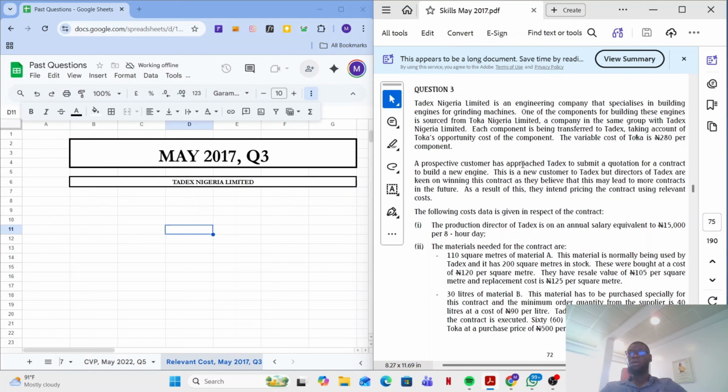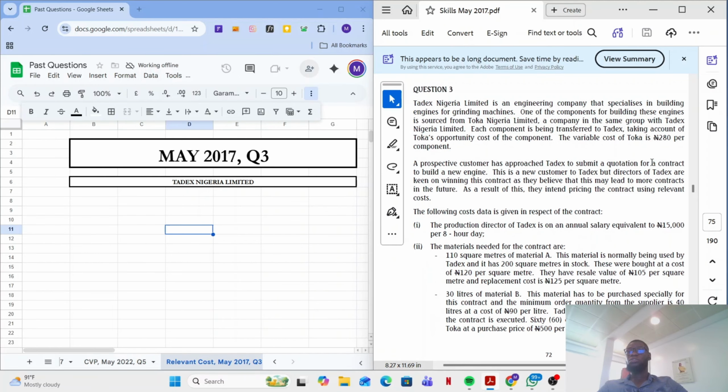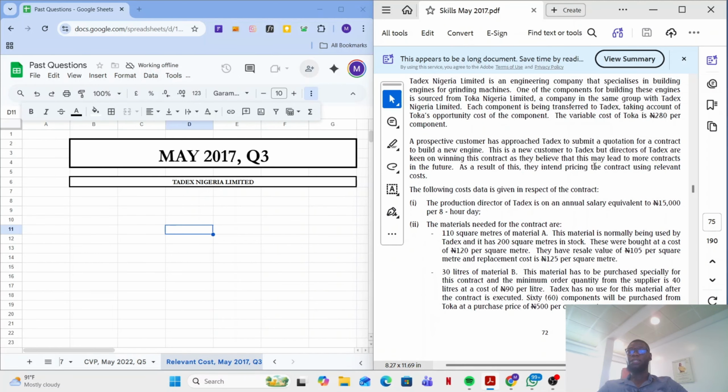A prospective customer has approached Tadex. Now the question starts. A customer has approached Tadex to submit a quotation for a contract to build a new engine. So this person is a new customer to Tadex. The directors are keen on winning this contract, and as a result, they intend to price the contract using relevant cost. Because they want to win that contract, they want to check how much it would really cost them to make this contract work.